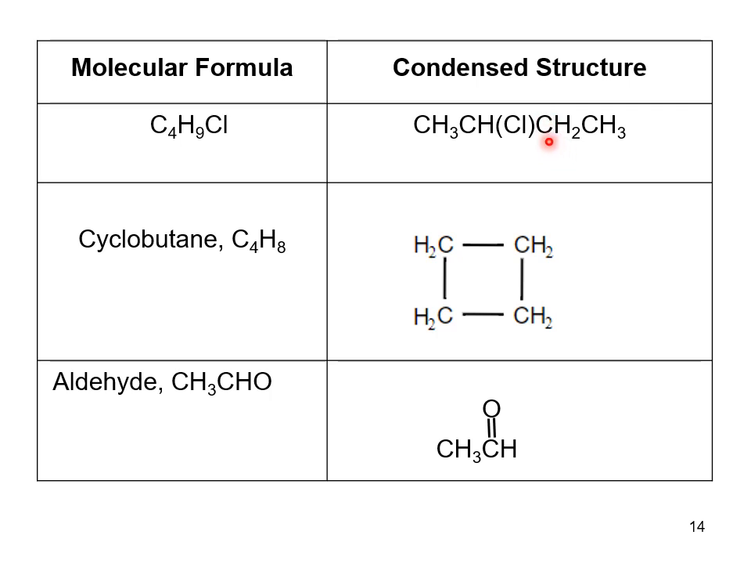And then next, carbon number 3 is attached with 2 hydrogen and 1 carbon, carbon 2. Another carbon is carbon 4. So the last carbon is attached with 3 hydrogen atoms and attached with carbon 3. So this we call the condensed structure.